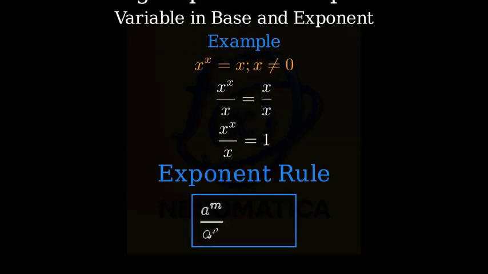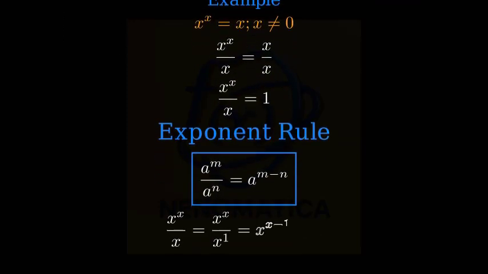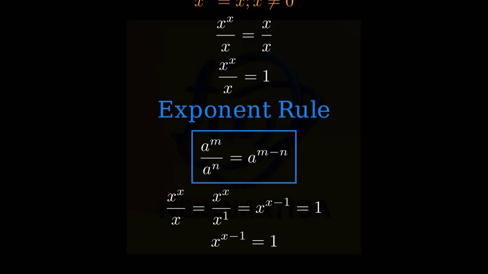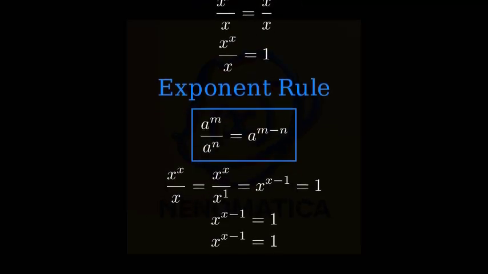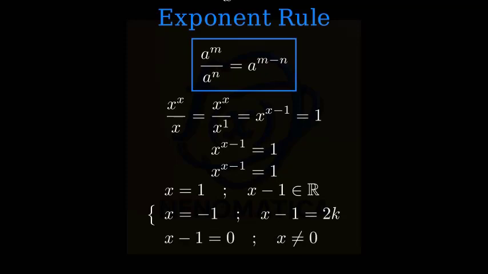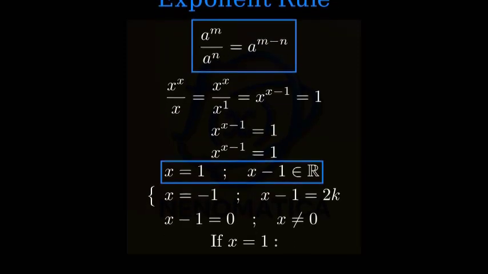Now, we'll apply the exponent rule that states, when we divide a number raised to a power by the same number, we can subtract the exponents. In this case, we get x raised to the power of x minus 1 equals 1. Now, we need to find the values of x that satisfy the equation x raised to the power of x minus 1 equals 1. This means either the base equals 1 or the exponent equals 0, or we have a special case. Let's examine these cases one by one.